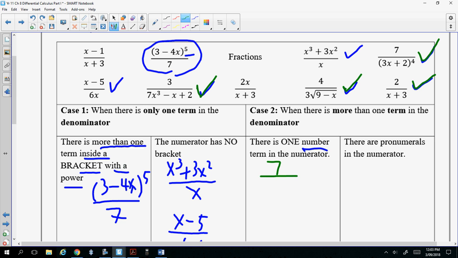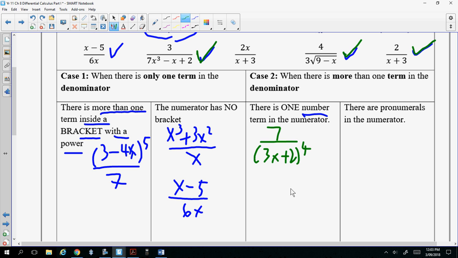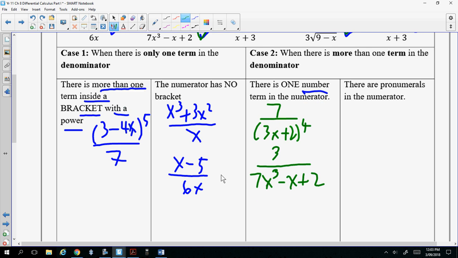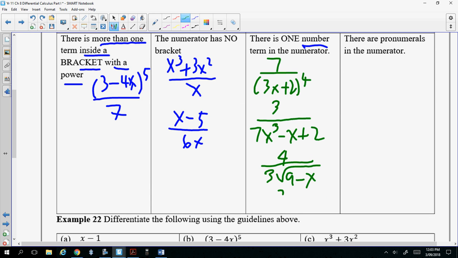7 over 3x plus 2 to the power 4. 3 over 7x cubed minus x plus 2. Oh, sorry, that was a 3. Oops. The pen's not very good, so alright, let's try 3. 4 over 3 root 9 minus x. 2 over x plus 3. Alright, we've got 4 of these.